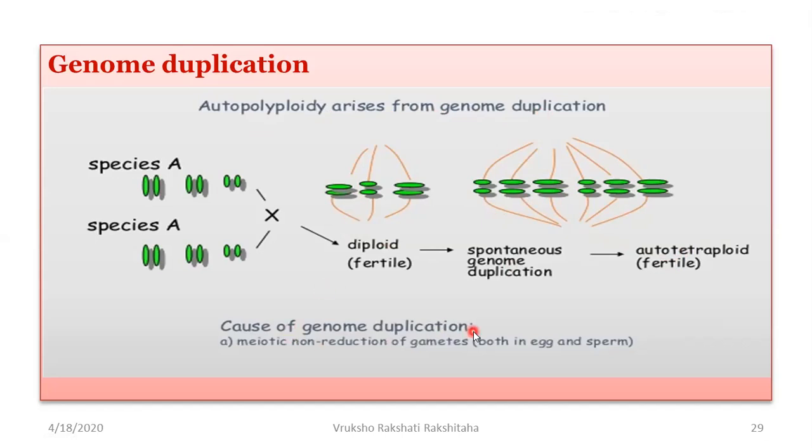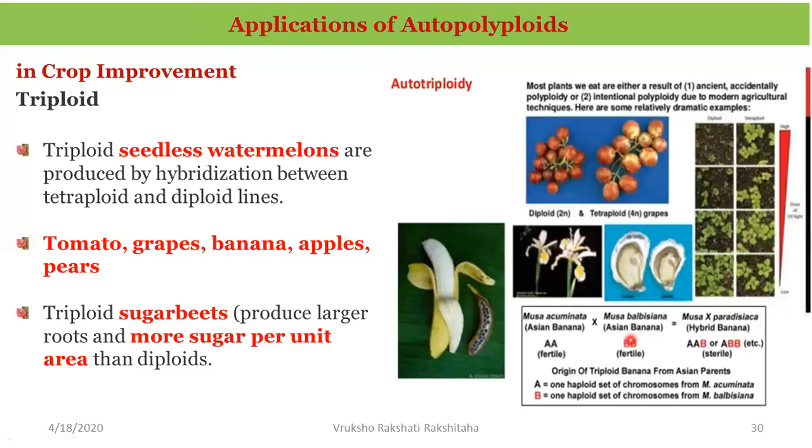What are the causes of genome duplication? It may be that there is meiotic non-reduction of gametes, both in the egg and the male gamete. Now, let us look into the applications of autopolyploids. They are used in crop improvement. First, let us discuss triploidy. Triploid seedless watermelons have been produced by hybridization between tetraploid and diploid lines.